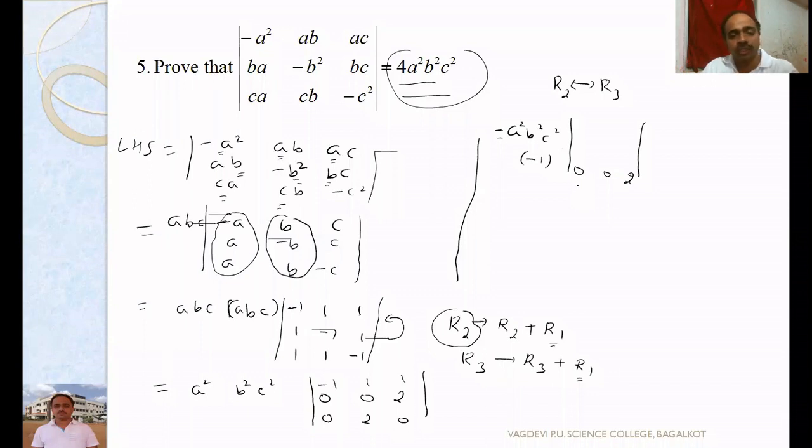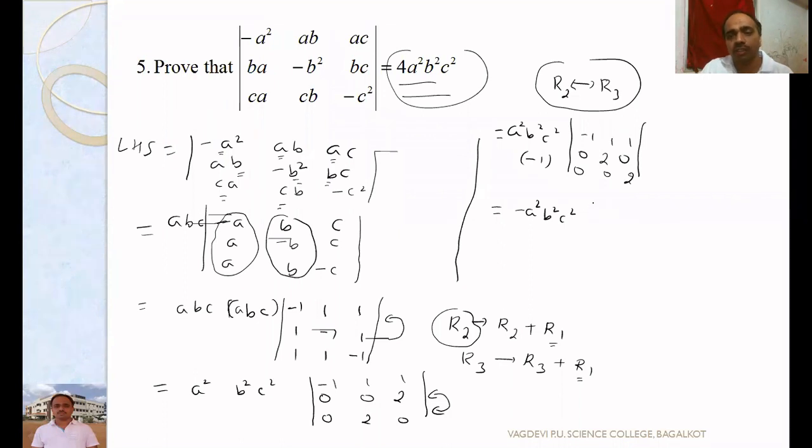And next, R3 will become R2. R2 and R3 I am interchanging. So second row I have converted to third row. Now third row becomes second row. So what is the third row in the last step? 0, 2, 0. Yes, you can observe. Second and third row I have interchanged. First row I have done nothing. So when you interchange any two rows, any two columns, according to property 2, the determinant changes only in sign. So it becomes -1 into that. So minus a square, b square, c square. Now first row as it is, -1, 1, 1.